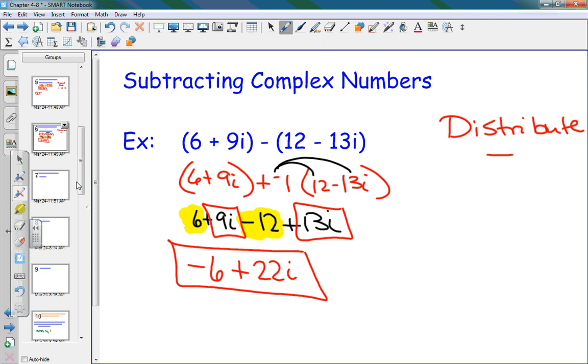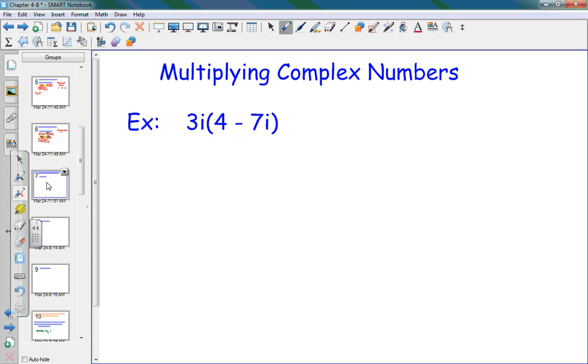Okay, so we've added, we've subtracted. Now what do you think I'm going to make you next? Yeah, I'm going to make you multiply. So if I'm multiplying, what is this going to be? This is going to be the distributive property.